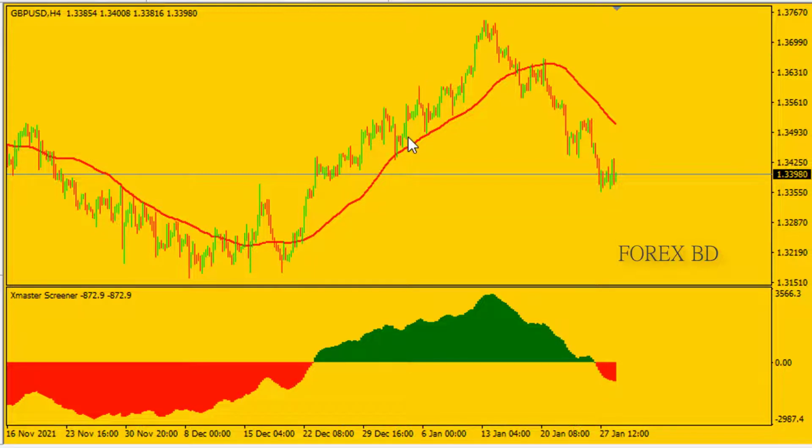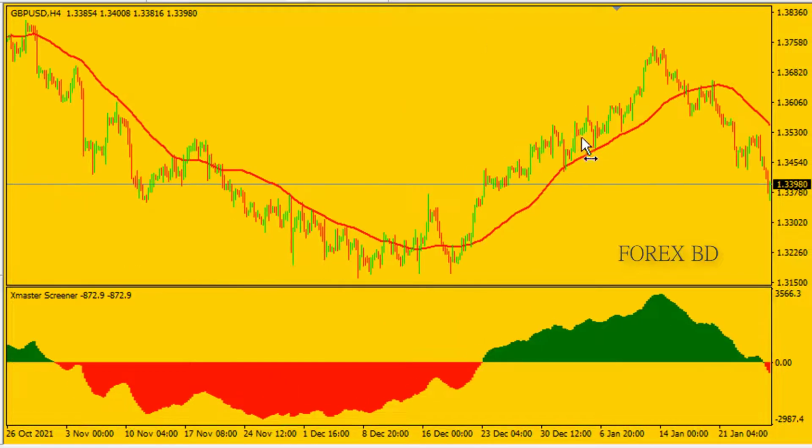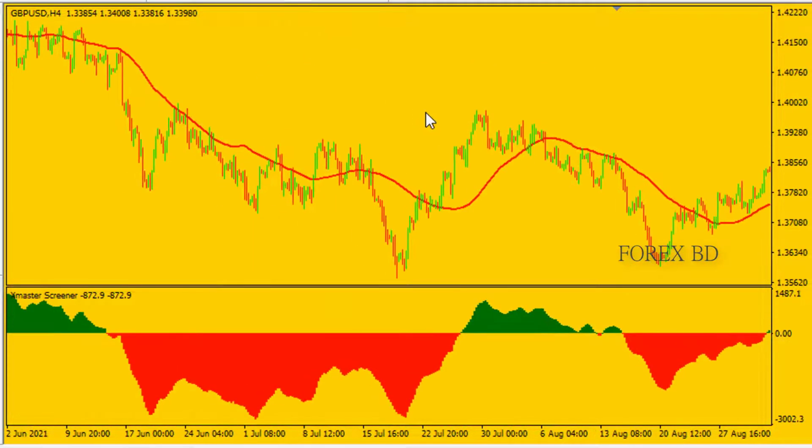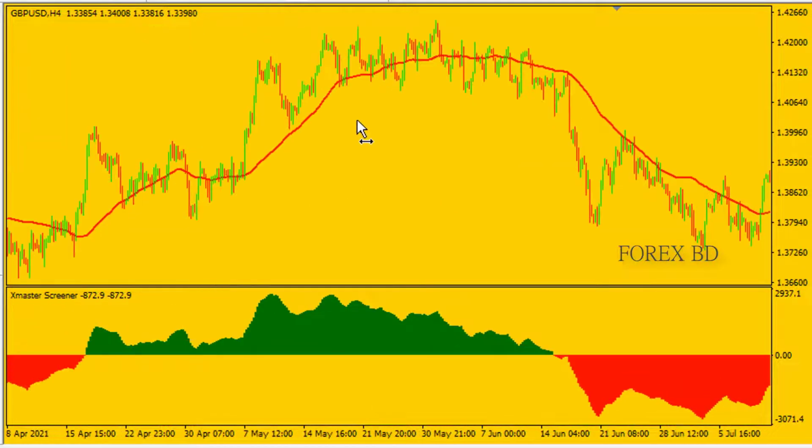And remember not to take entry in a hurry. Do the analysis properly. When you get proper entry, then take an entry. Without it, don't take entry. So this is today's analysis.